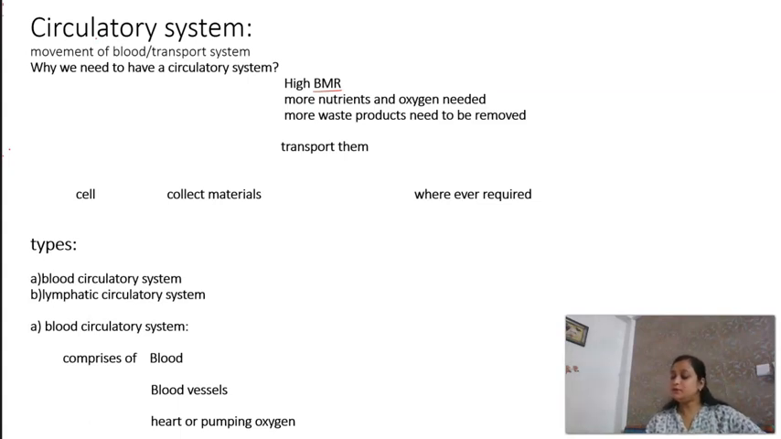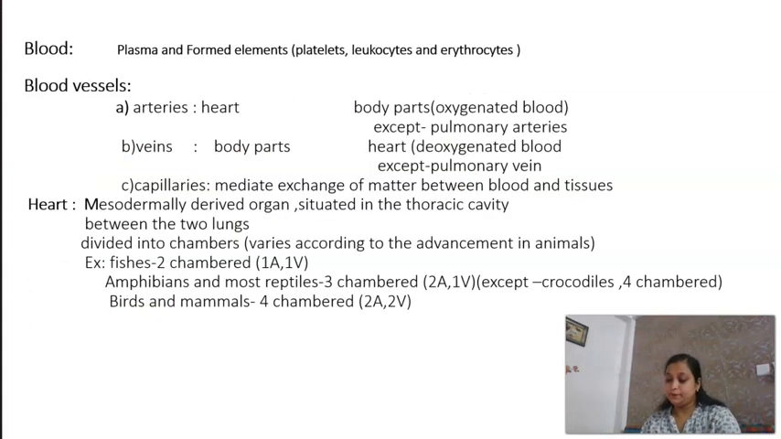How does a circulatory system work? The circulatory system collects materials from the cell and then transports them wherever they are required. There are two kinds of circulatory system. One is called the blood circulatory system and the other is called the lymphatic circulatory system. A blood circulatory system has blood vessels and a heart.